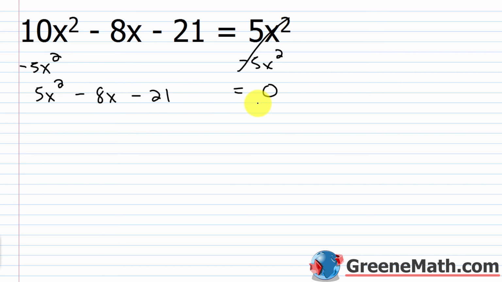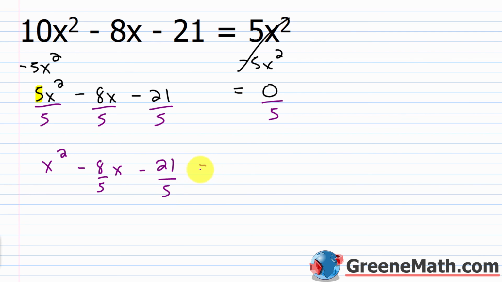Again, it equals 0. Now, in this particular case, the coefficient for x squared is not 1. You have a 5 hanging out there. You don't want that, okay? So what you're going to do is you're going to divide both sides of the equation by 5. So I'm going to divide this by 5, this by 5, this by 5, and this by 5. So we know that this would give me x squared minus 8/5 x minus 21/5 is equal to 0 divided by 5 is just 0.